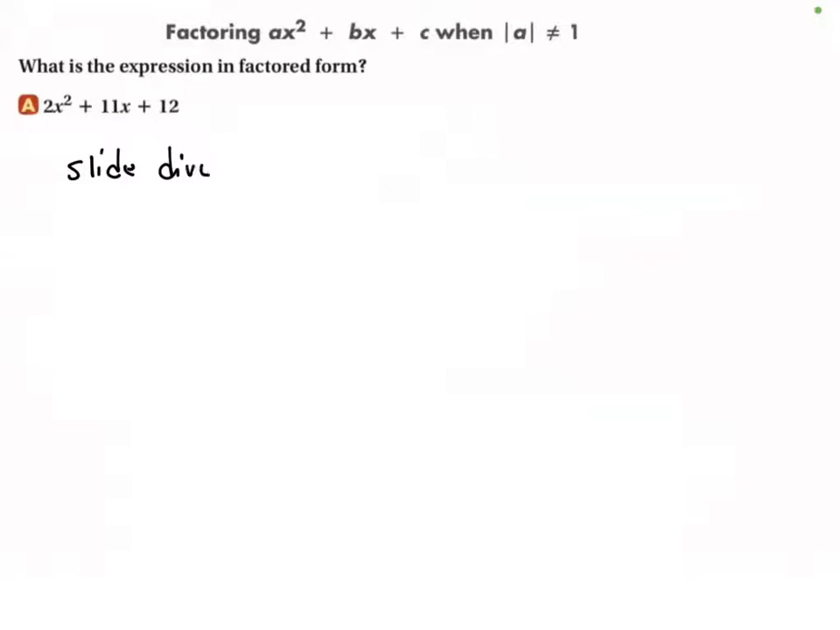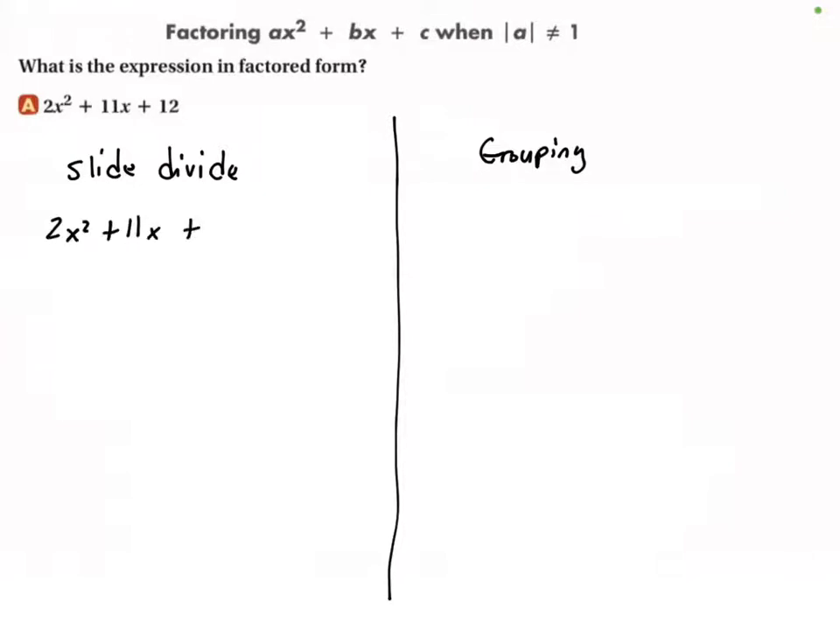All right, so we're going to do this same problem 2 different ways. So we have slide divide, and then over here we'll do what they call grouping. So for slide divide, we're going to take our 2x squared plus 11x plus 12, and we're going to slide our a value back. We're going to multiply it back this way. We're sliding it back through multiplication. So we're going to get x squared plus 11x plus 24.